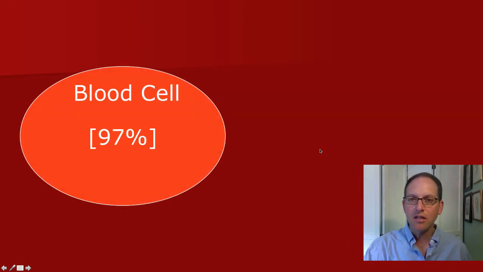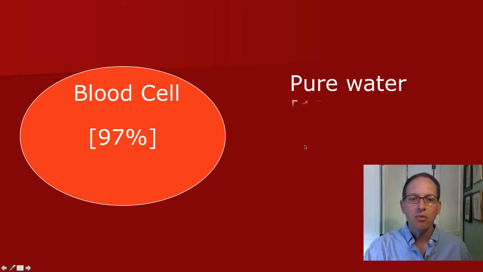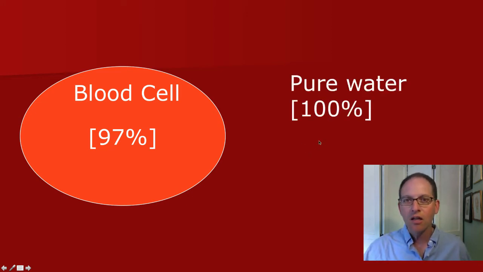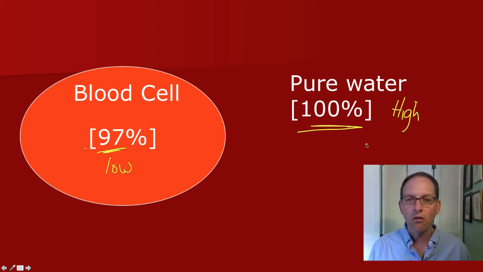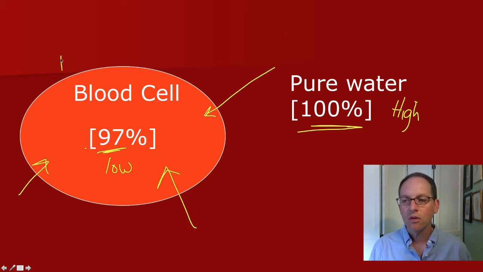Let's say that we have a blood cell, and again, 97% water concentration on the inside. But let's say that we were to take this cell and place it into pure water. Which way is the water going to move this time? Here we have 100%, here's 97%, so it's going to go from high to low. It always moves from high to low. So this time, the water is going to move into the cell. And draw this on your sheet, please.